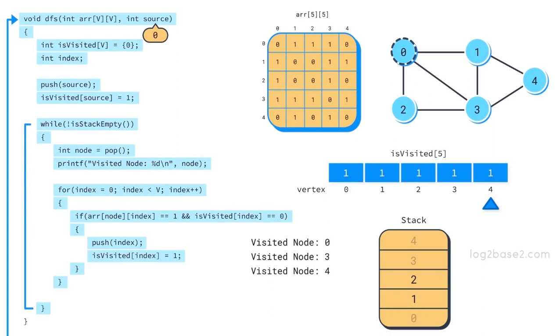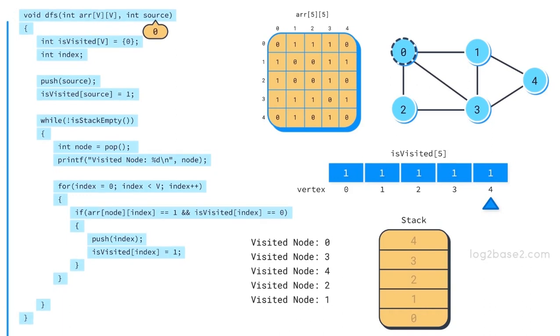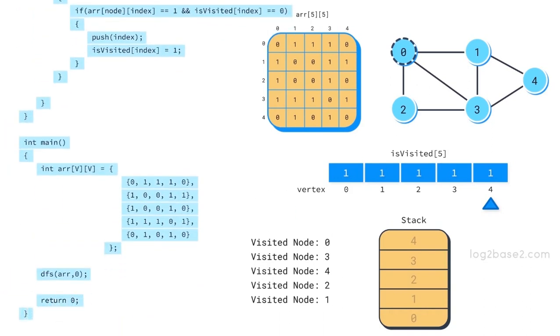And in next iteration of while loop, pop the element from stack which will be 2 and print visited node is 2 and again the same happens. And in next iteration, pop the element from stack which is 1 now and print visited node is 1 and again the same happens. And in the next iteration of while loop, the condition not is stack empty will fail since the stack is empty now. So control comes out of while loop and the traversal is now completed.